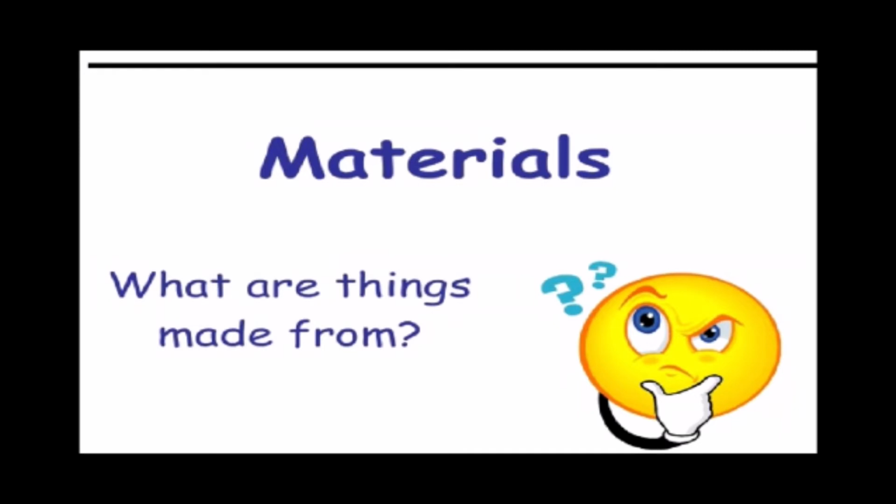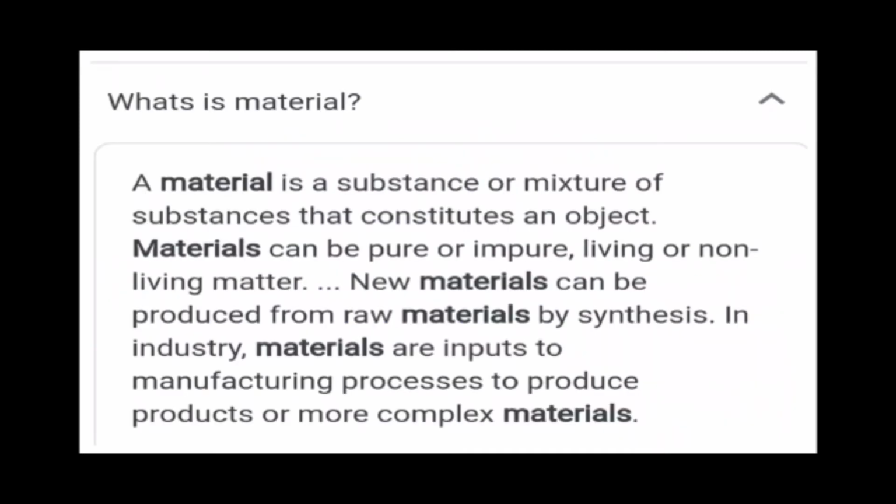Definitely materials. A material is a substance or mixture of substance that constitutes an object. Materials can be pure or impure, living or non-living matter. New materials can be produced from raw materials by synthesis. In industries, materials are inputs to manufacturing processes to produce products or more complex materials.